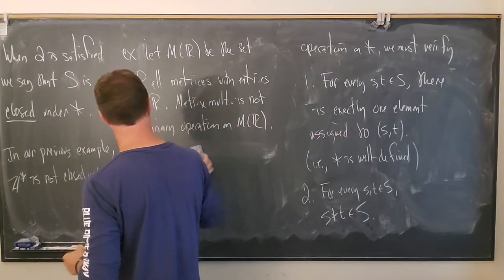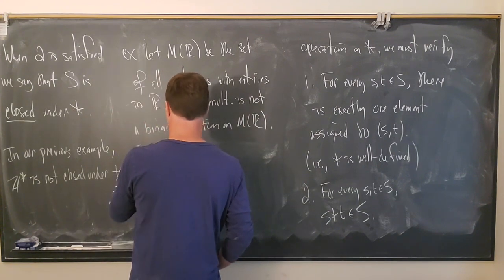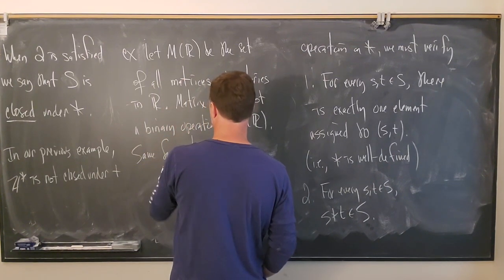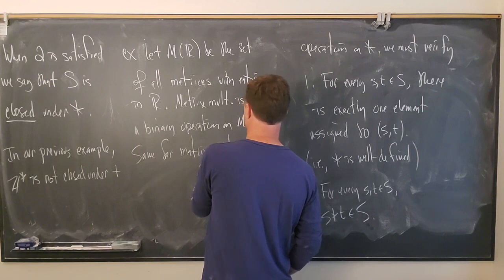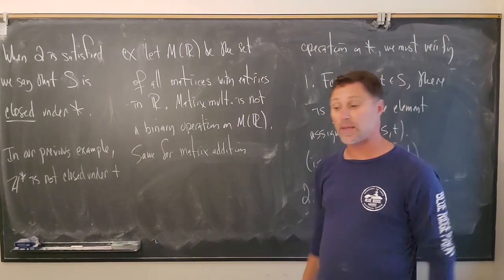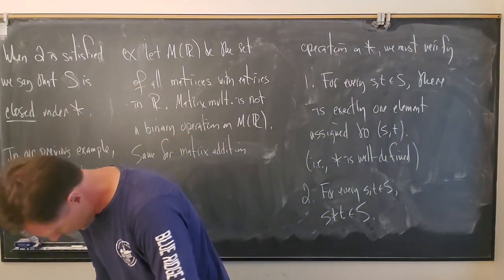It fails part 1. Same for matrix addition, because you can come up with examples of matrices for which it doesn't make sense to add them together. They've got to have dimensions that match.